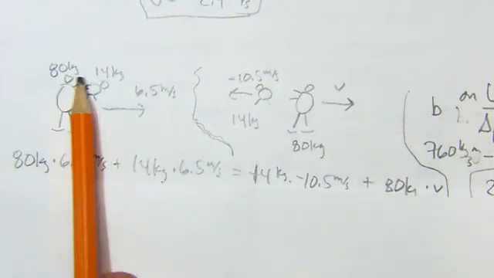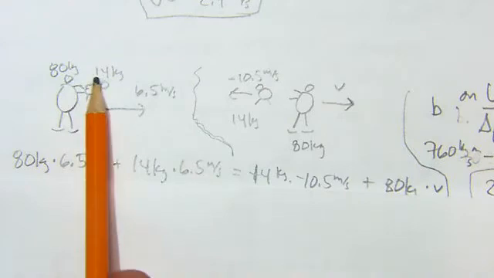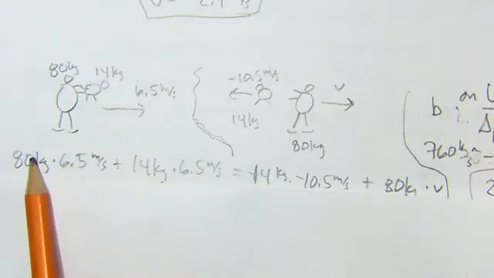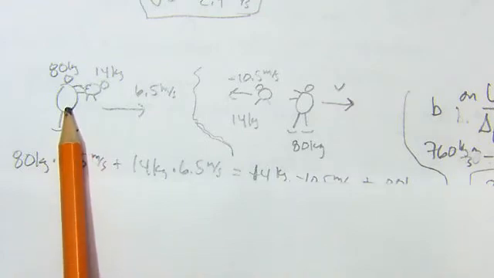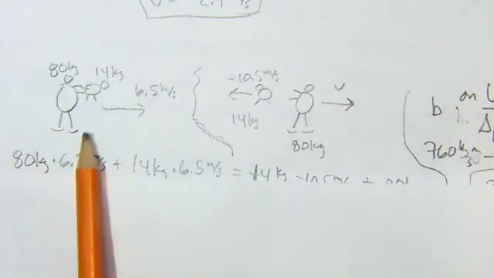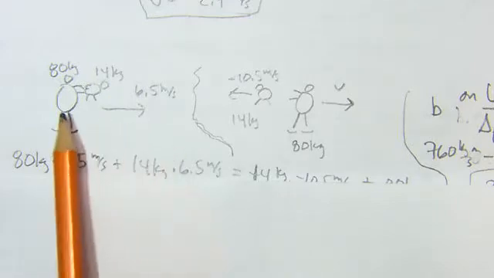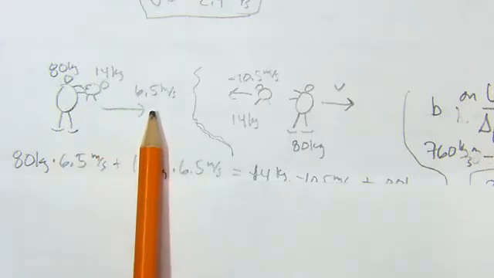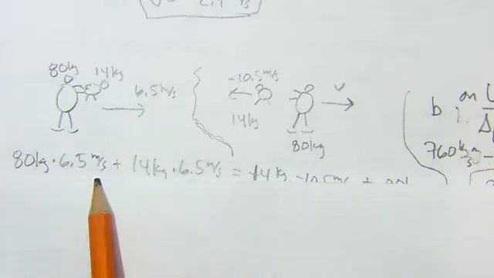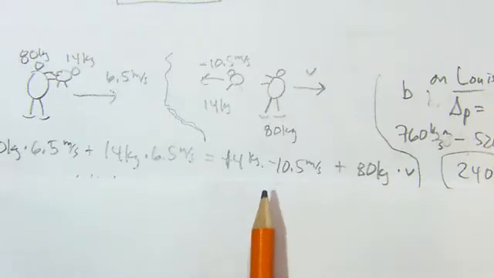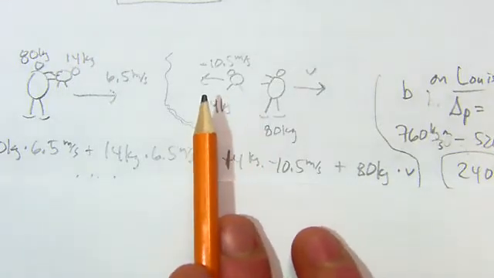Okay, so you could have added these together and said 94 times 6.5. I did them separately in this case. So I did 80. The guy's 80. He's going 6.5. The dog is 14, and the dog is going 6.5. They're both moving together at 6.5 before. Okay, that's what the wording of the problem was. And then after, it said the dog goes -10.5 south.